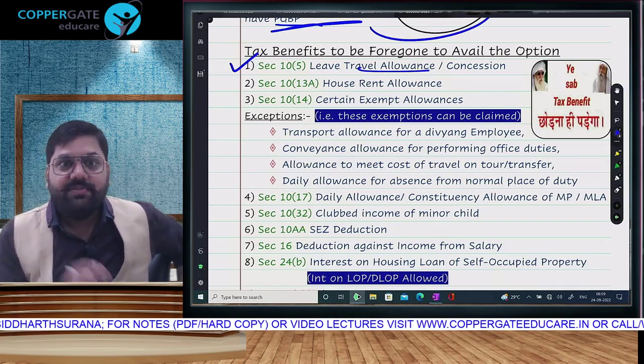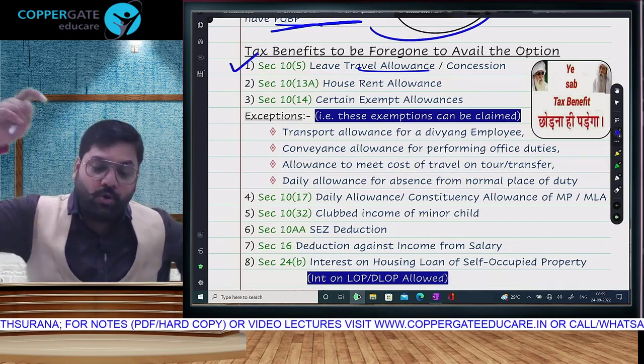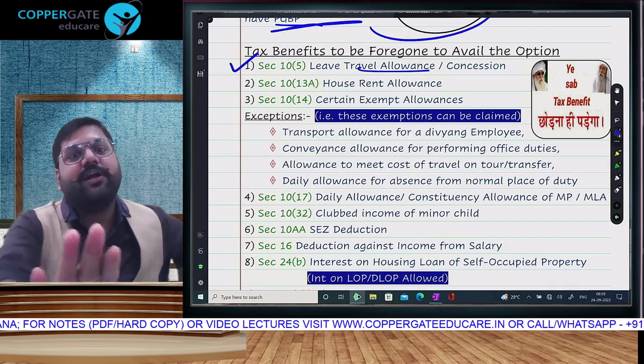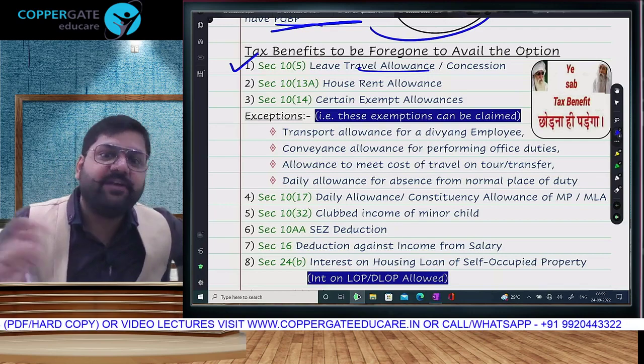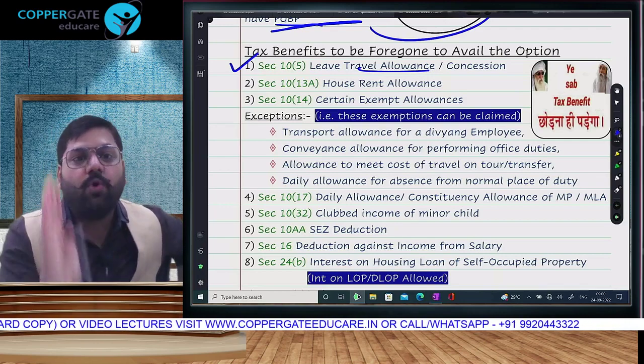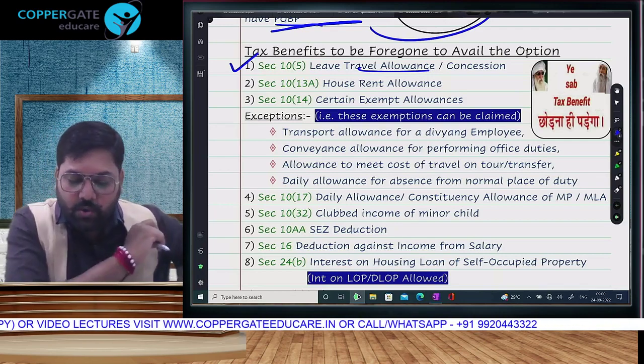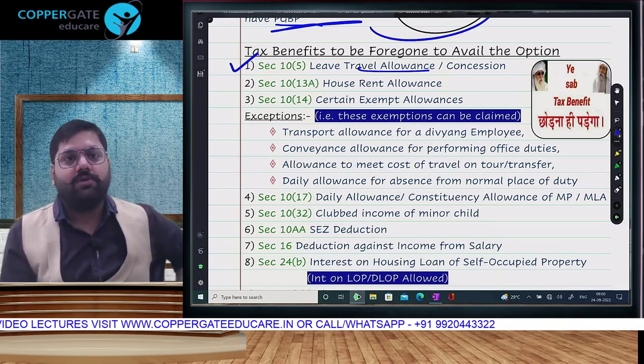Is that understood? That's the list that we are doing. Now, whether you know the calculation or you don't know, it's okay. Till the time you know it's a tax benefit which is not allowed in the new regime, that is all that is expected of you right now. You are not in a position to understand all this today.